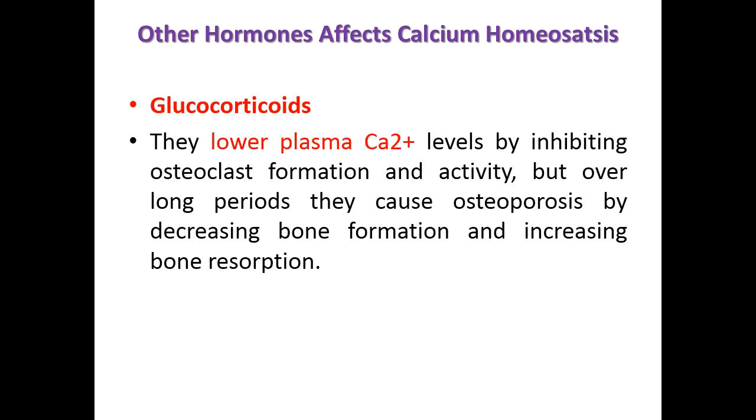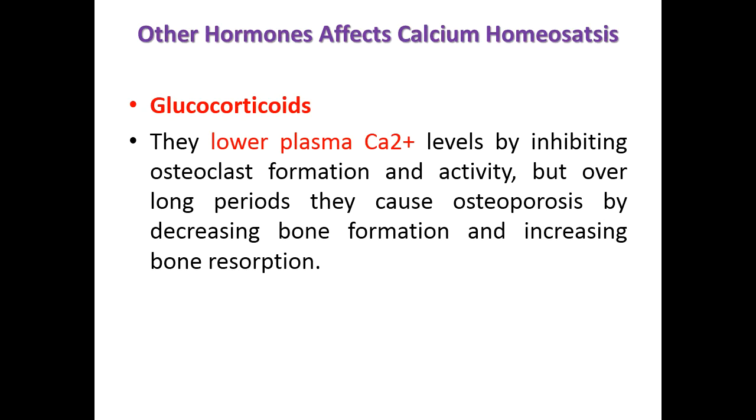Is parathyroid hormone the only hormone that affects calcium homeostasis in our bodies? No. The answer is no. There are other hormones that can affect calcium homeostasis. Examples of them are glucocorticoids, which we will learn about in the next lectures. They lower plasma calcium level by inhibiting osteoclasts.